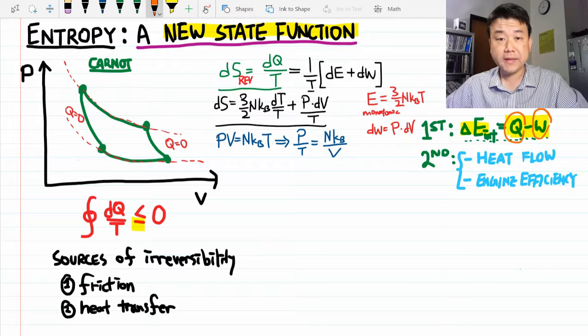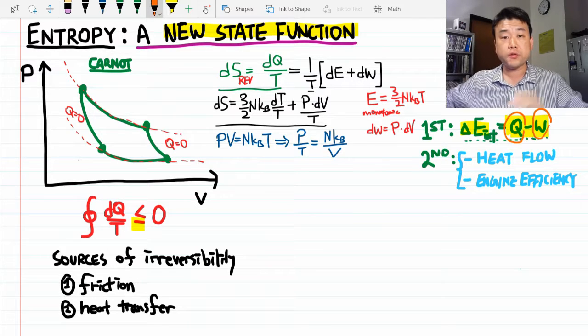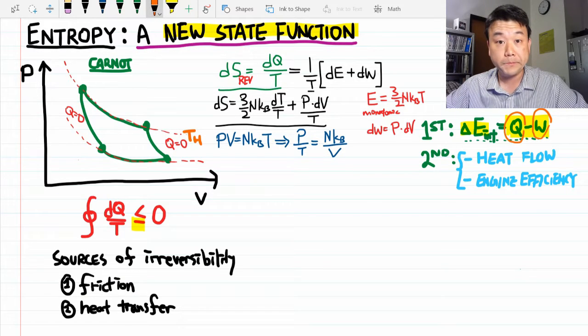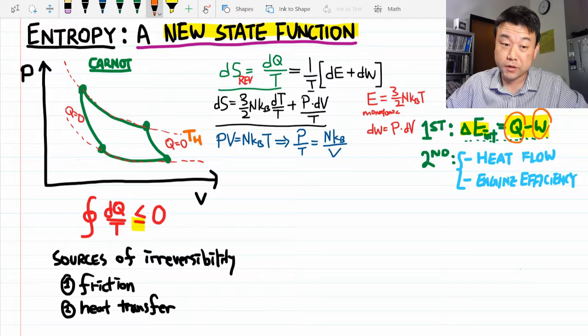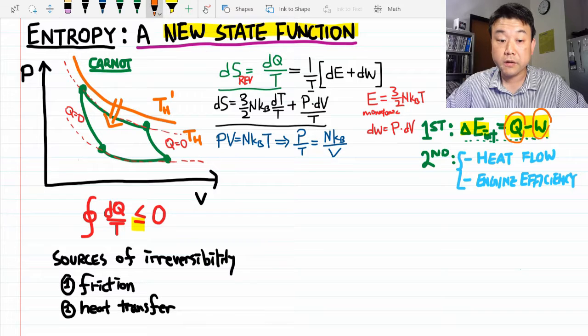So far, without explicitly saying so, the heat transfer here was reversible because the heat transfer was occurring between two things that were at the same temperature. Both the high temperature reservoir and the engine were at temperature TH when the heat transfer was occurring. Now I'm going to say that the thermal reservoir is not at TH. It's at some temperature slightly greater than TH. So this is the temperature of our high temperature thermal reservoir, TH prime. And this is going to make the heat transfer irreversible.